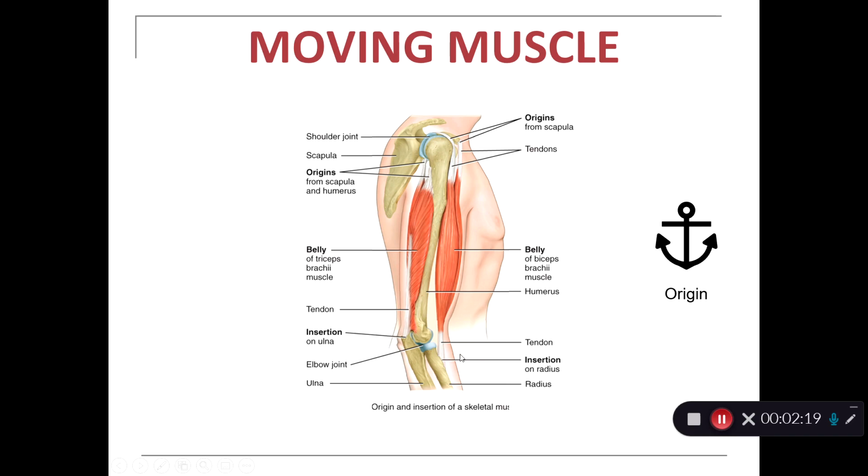The other part where you're actually going to see the joint move, or in this case, the elbow joint move, and the bones that they're associated with, is called the insertion point. So origin, stationary. These bones aren't moving. Insertion, the bones move.